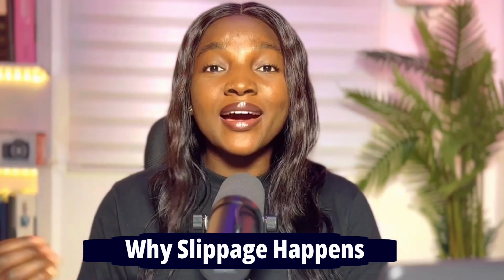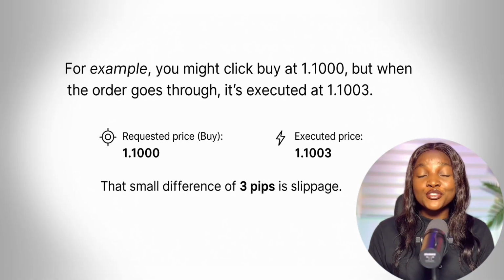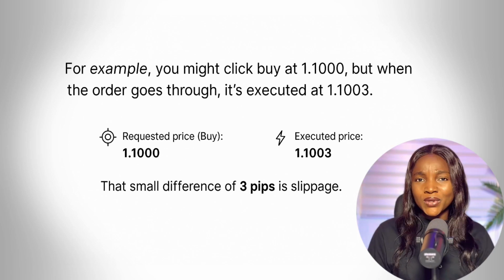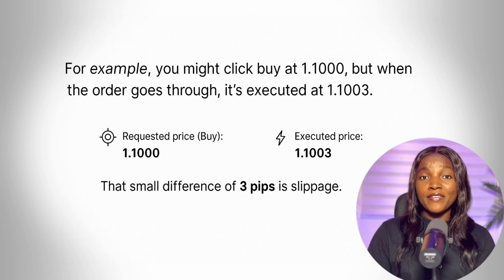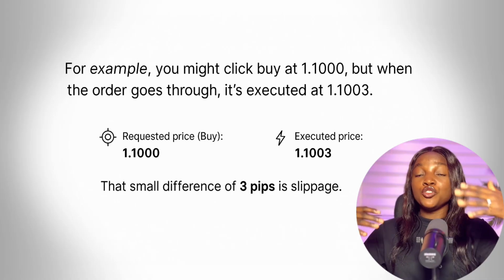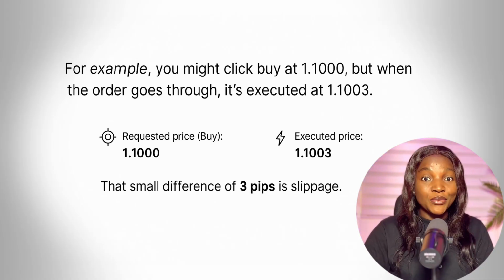Now let's properly break down why slippage happens. There are 3 main reasons why slippage can happen, and the most common is volatility. When the market is moving very fast, prices can change in split seconds. For example, during important news releases like the NFP or interest rate decisions, price can move so fast that in split seconds, the price you chose to open your trade at is no longer available. And when your chosen price is no longer available, your broker has to fill your order at the nearest available price or the next available price, and that is what slippage is.